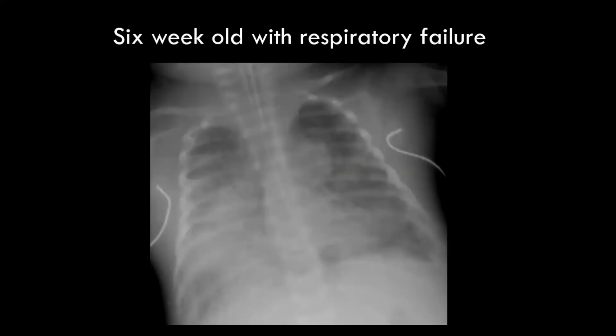This is a 6-week-old that I took care of that came in with respiratory failure and has a terrible X-ray. This child has pleural effusions on both sides, has diffuse infiltrates throughout the chest, consistent with miliary TB, and then has also this same area, this large left hilar lymph node. The lymph node is what had our radiologist put TB high on the differential.